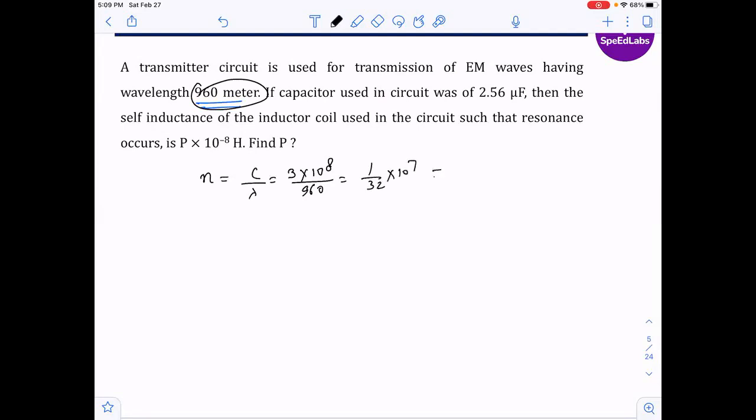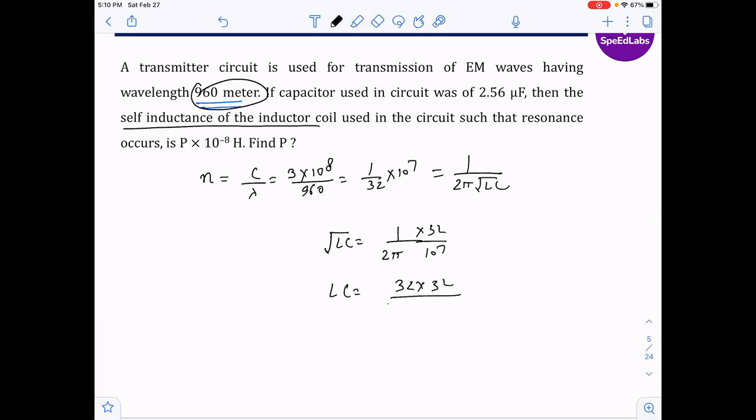This frequency is generated by some LC oscillator, and the frequency of an LC oscillator is 1 by 2 pi root LC. They want to know the value of self-inductance L. So the value under root LC is 1 by 2 pi into 32 divided by 10 to the power 7. If we square it, LC is equal to 32 into 32 divided by 4 pi square into 10 to the power 14.